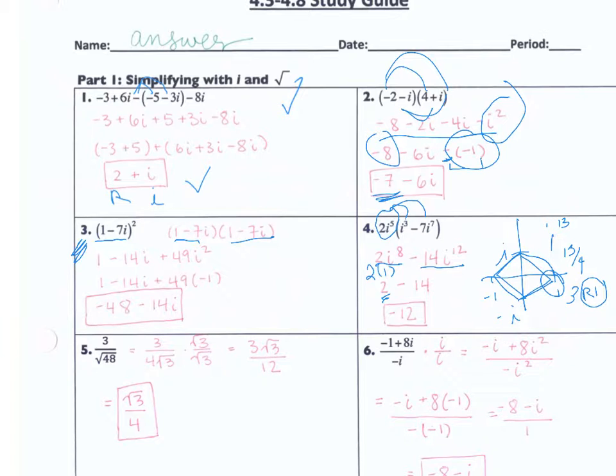So for i to the 13th, if it's remainder 1, we would start at the 1 spot and rotate 1 to the left, and we would land on i. So i to the 13th would be i. That's a separate problem.